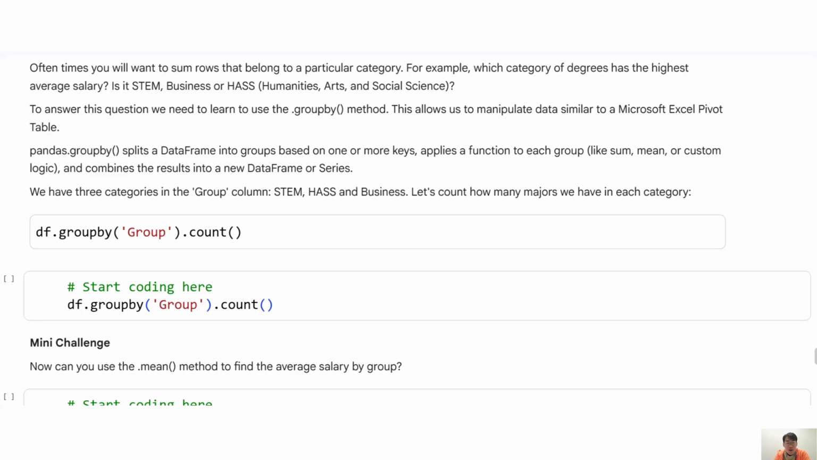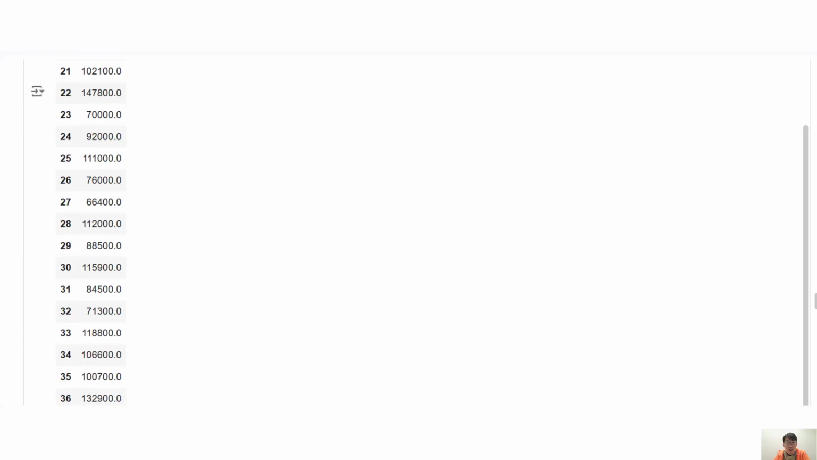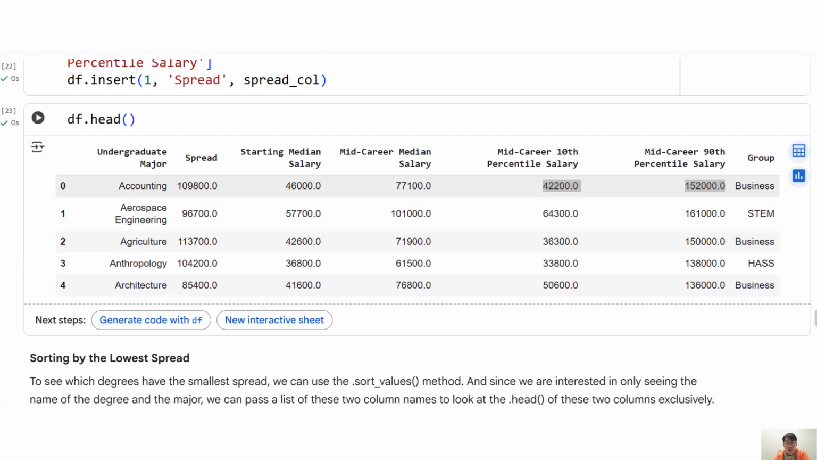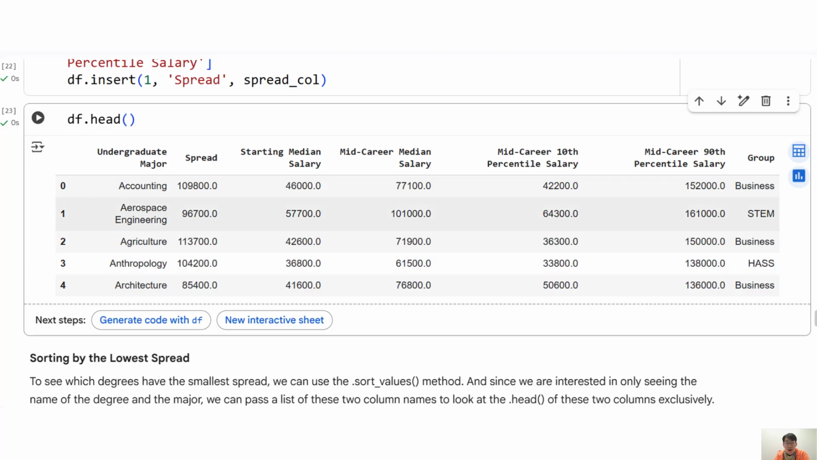For example, if we check the original data frame, there are groups. You can also call these schools. Different majors belong to the same schools. There are different majors, and some of them belong to business, some of them belong to STEM, some of them belong to HAS. What if I want to know how many undergraduate majors belong to business, and how many belong to STEM or HAS? Correct me if I pronounce it wrong, it's HAS.